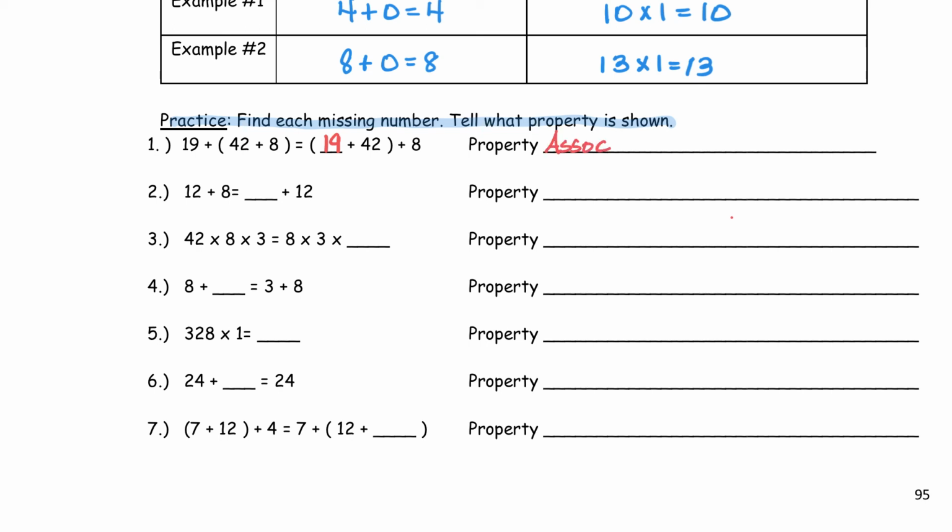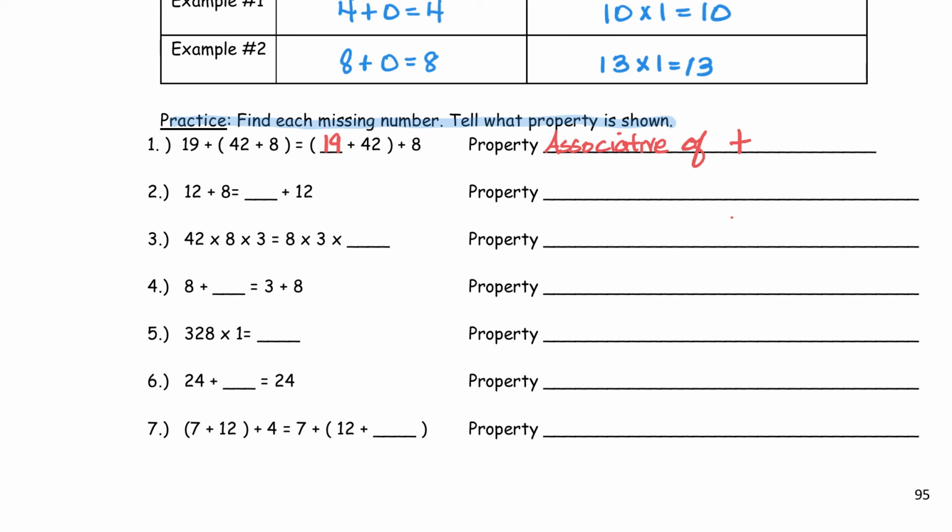Be careful how you abbreviate that one. You would just put associative of, and then you can simply put plus or multiplication. You don't have to write the full words, but I would like you to get in the habit of writing the actual name of the property. And then you could put of times, of plus, okay?